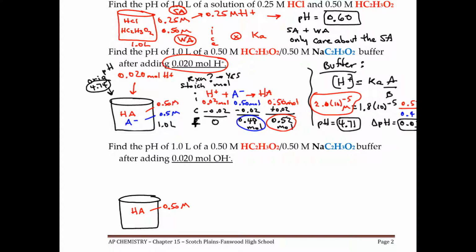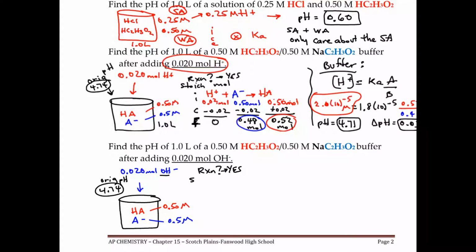I have HA. I have A minus. It's 0.5 molar. I'm going to add in 0.020 moles of OH minus going into here. Remember that the original pH of this buffer was still 4.74. So the first thing you do is ask yourself, is there a reaction when I put this base, OH minus, into the buffer? The answer is yes, it will react.